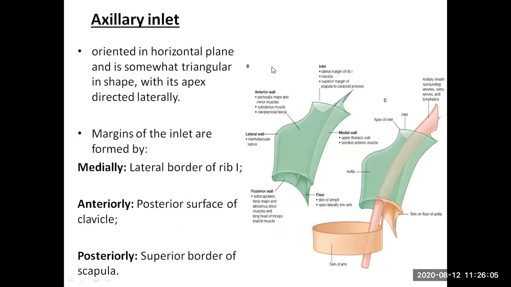The structures from and to the upper limb pass through this axilla. All the neurovascular bundles, several arteries, several veins, several nerves, leave the upper limb and go to the upper limb through this axilla.